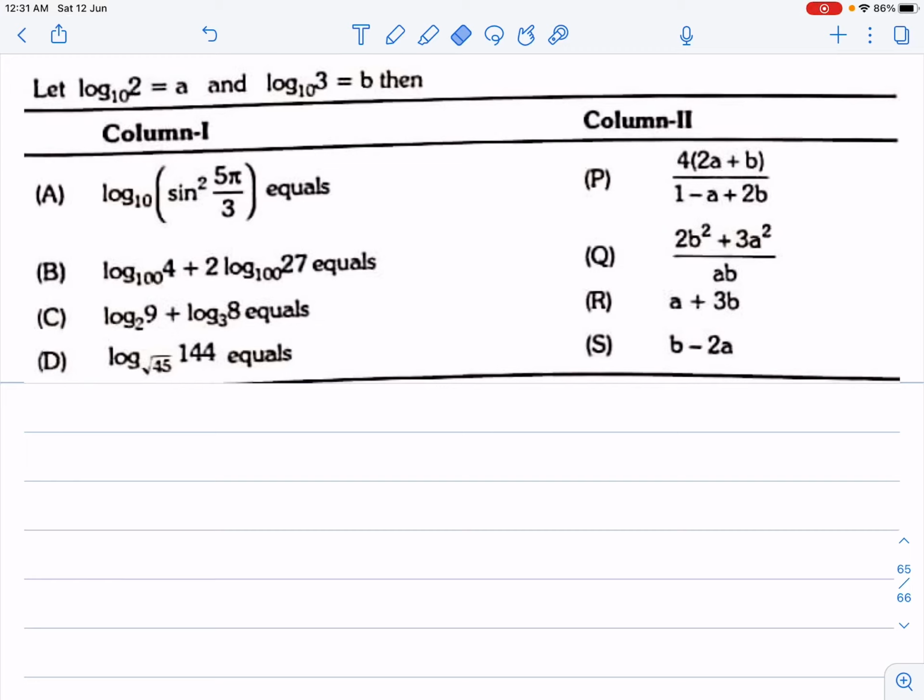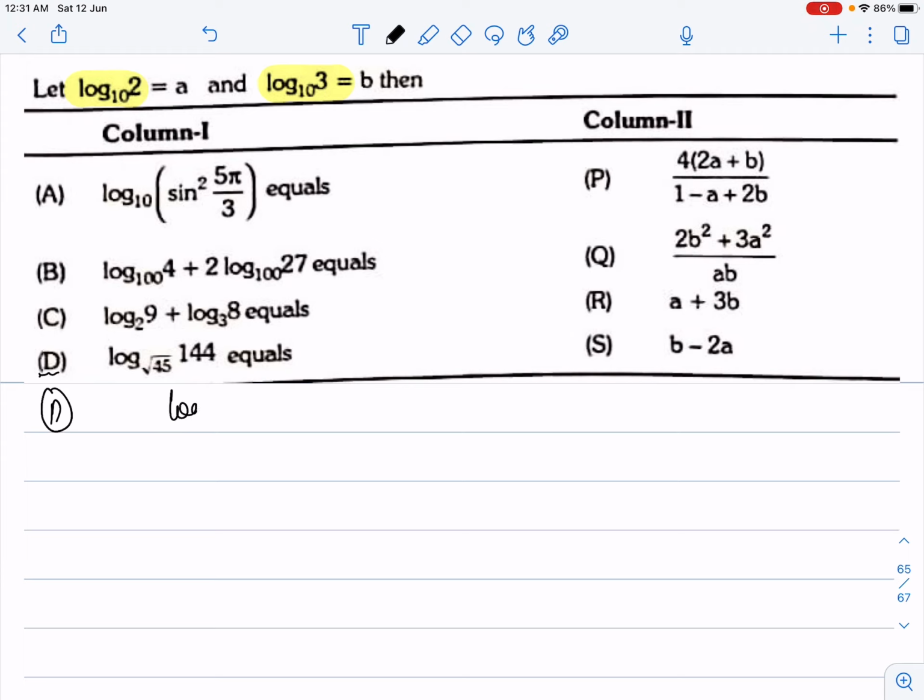So we'll be going to solve this question written on the screen. Log of 2 base 10 is equal to A and log of 3 base 10 is equal to B. So we would have to match the columns. We'll start over here with column 1 part D. Part D of column 1 is what is given to you.